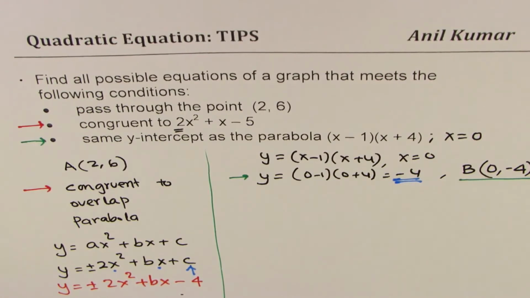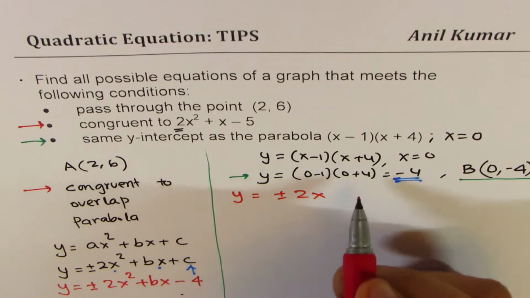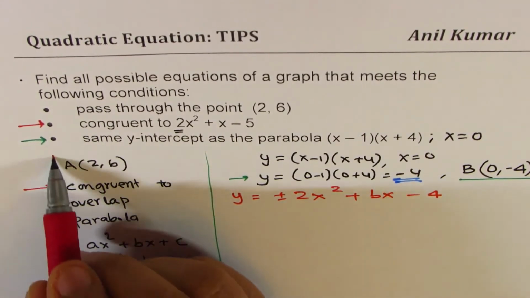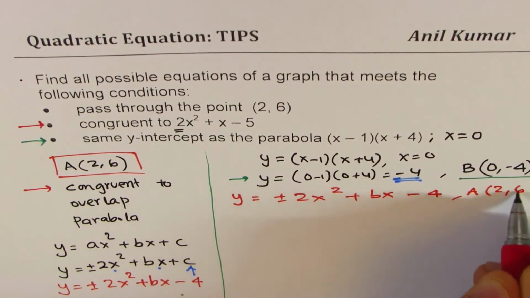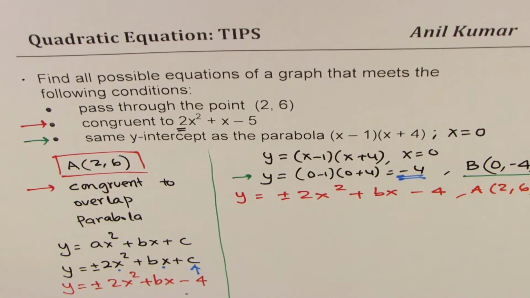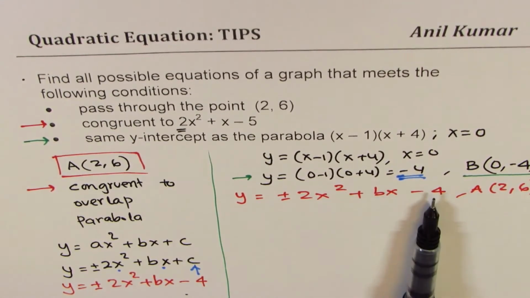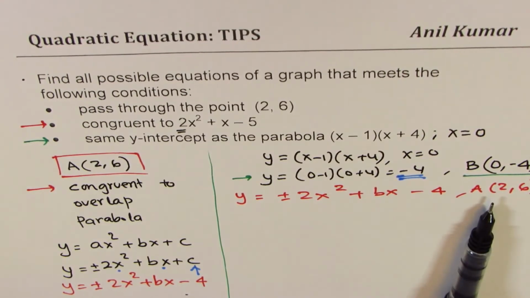Now to find the value of b, what can we do? Well, we'll work with this equation y equals plus or minus 2x squared plus bx minus 4, and we are still left with a point, which is (2, 6). So that means we are looking for a parabola which passes through this point and which has this equation. So 1 point, 1 unknown, we can easily solve it. Does that make sense to you?